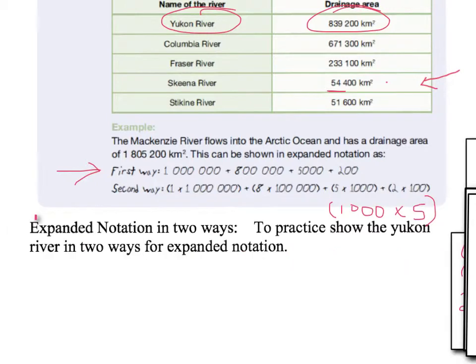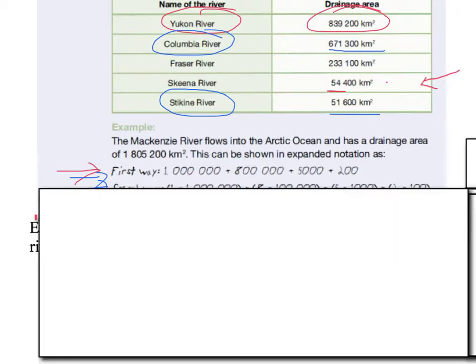All right. Now, you're going to try the Columbia River, and you're going to try the, let's go, the Stikine River. Stikine? Not sure. River. We'll try one with 5 digits and one with 6 digits. Choose whichever way you prefer, first or second, doesn't matter. Press pause now and try that yourself. All right, let's take a look.